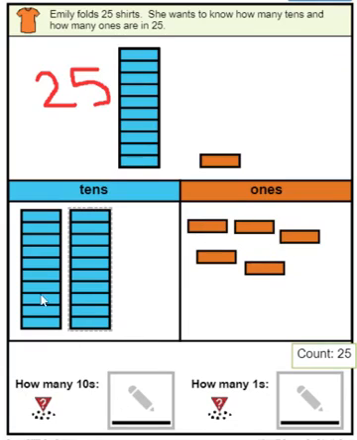So how many tens were there? There was 2. And how many ones? 5. 2 tens, 5 ones is 25.